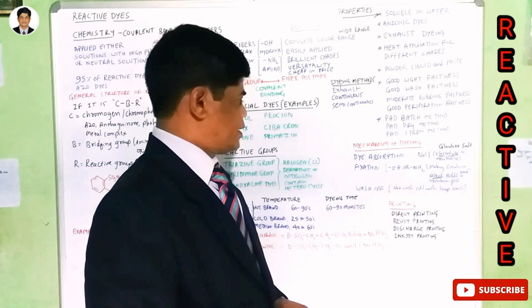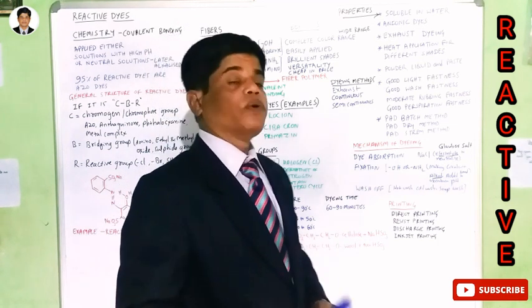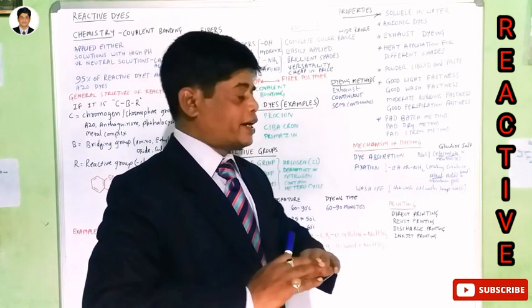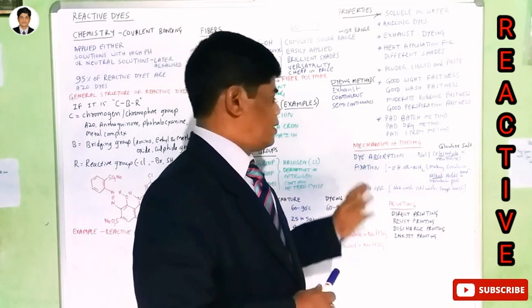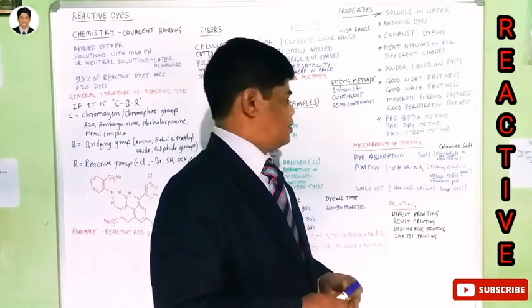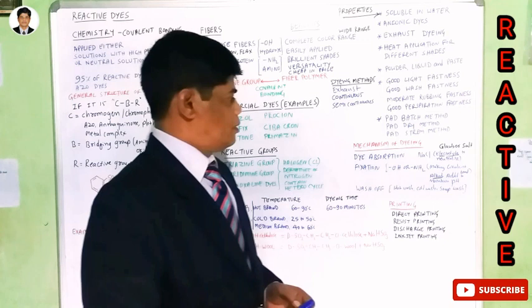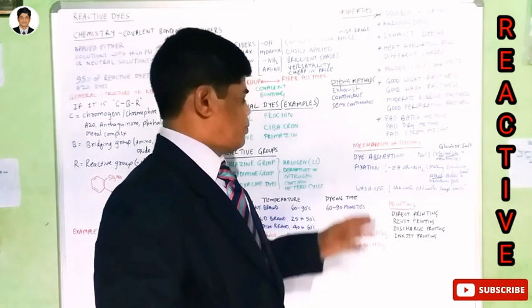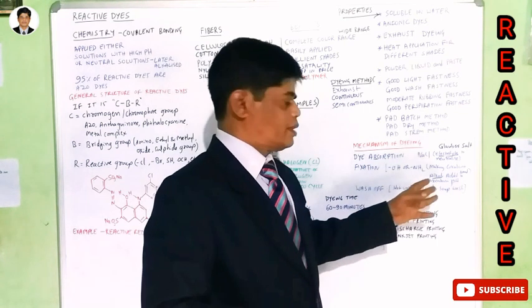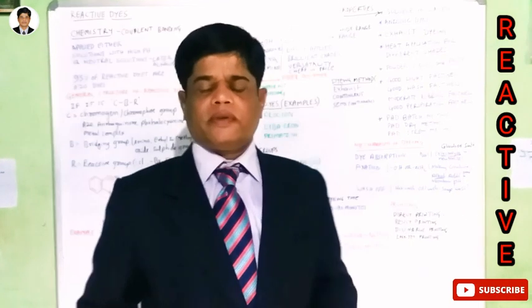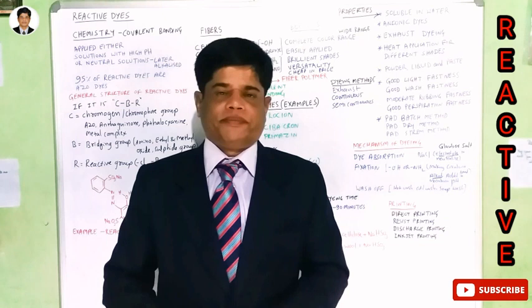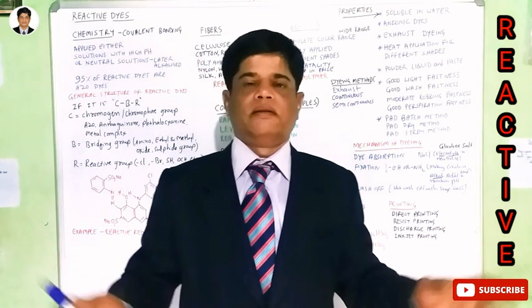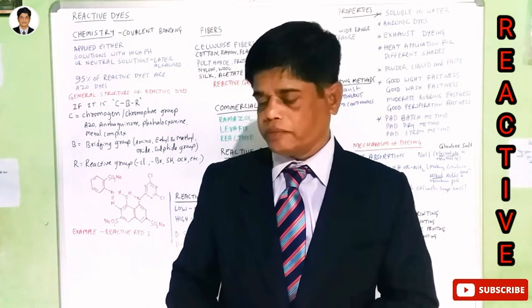Glauber salt and other things, that is electrolyte. The electrolyte makes the neutralization. And for pH, that is the hydroxyl group, NH2 group making covalent bond, alkali is added. And then wash off: hot wash, cold wash, and soap wash. Okay, what the mechanism is there? That is the industrial process to dye.